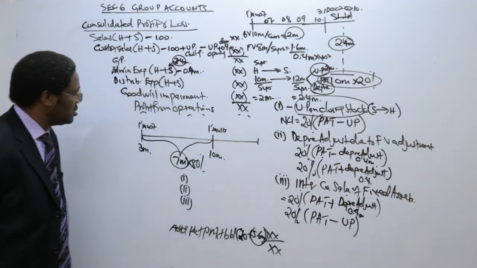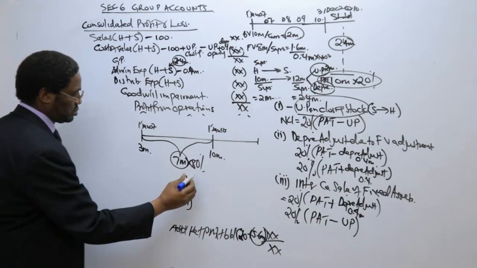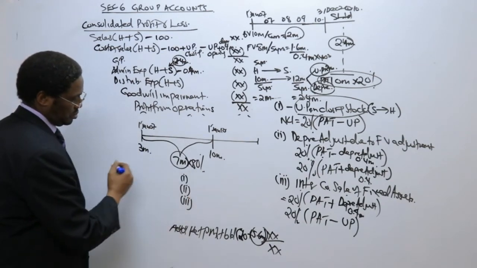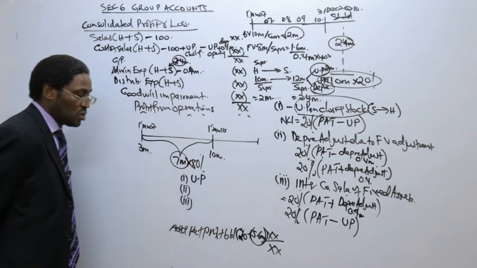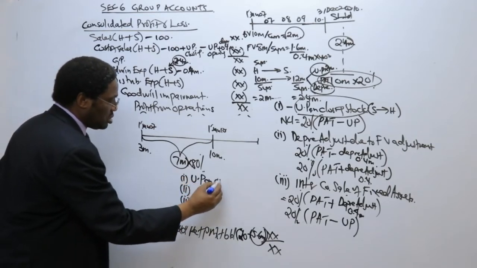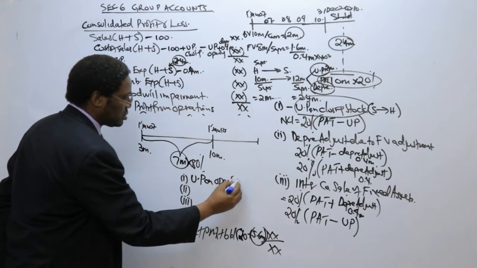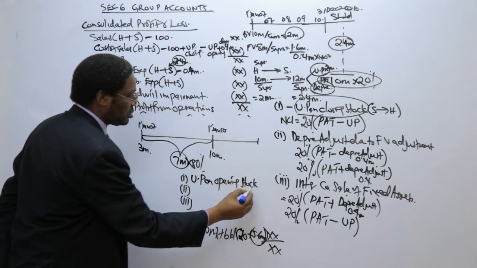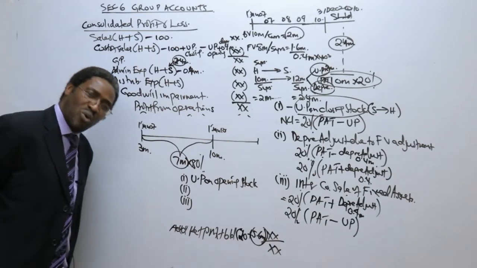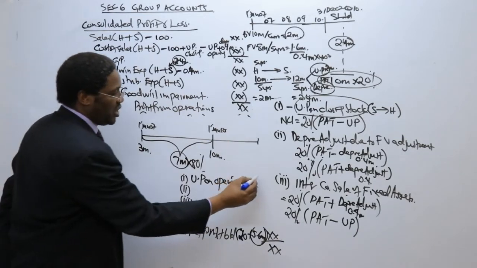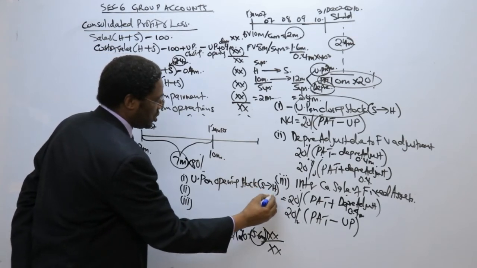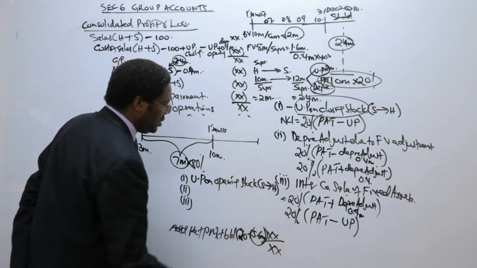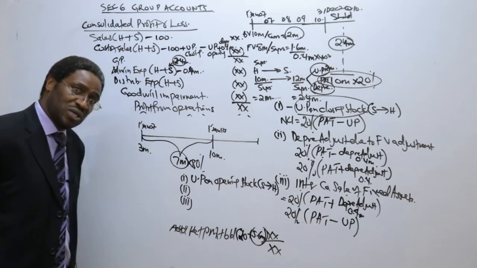One is what we call unrealized profit on opening stock, and only where it is the subsidiary company that sold the goods to the holding company. I hope you have understood that one.